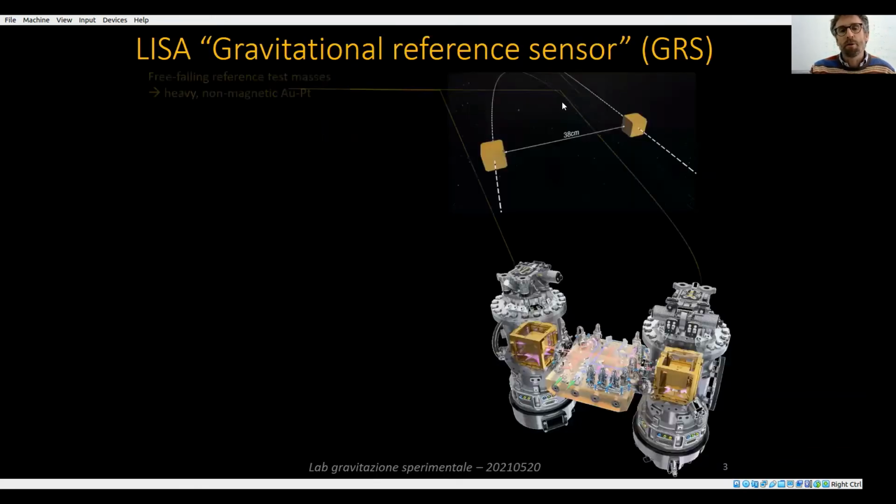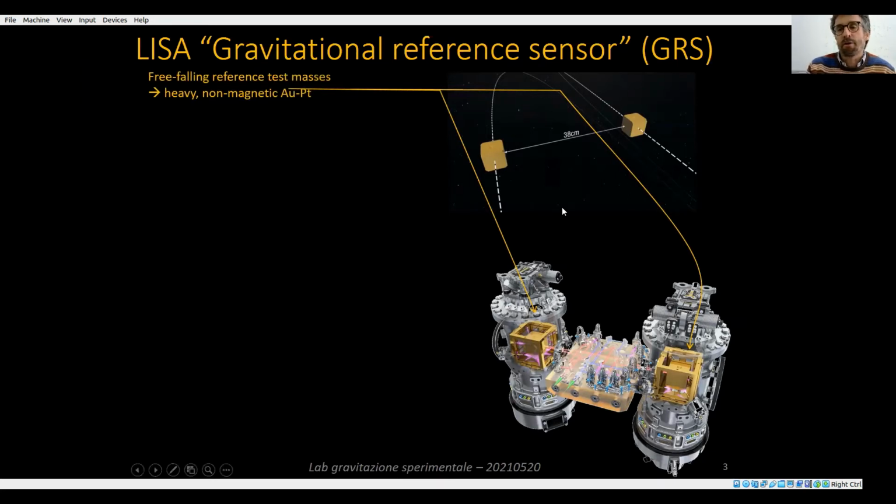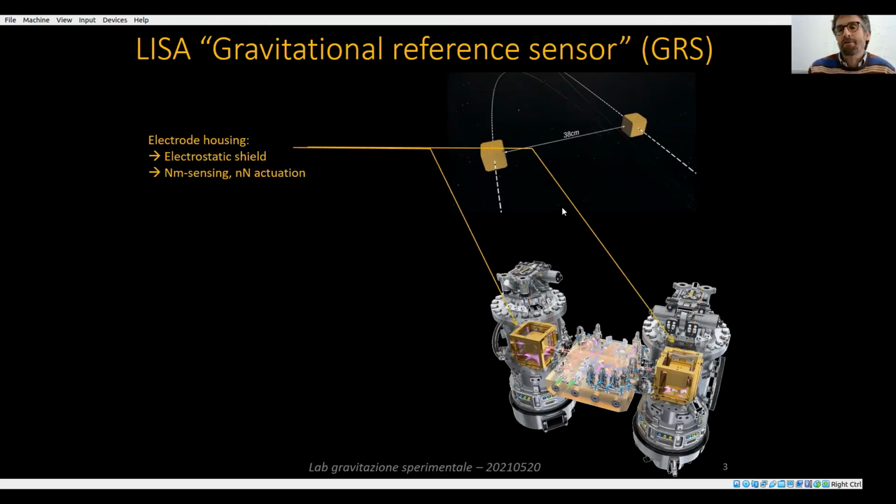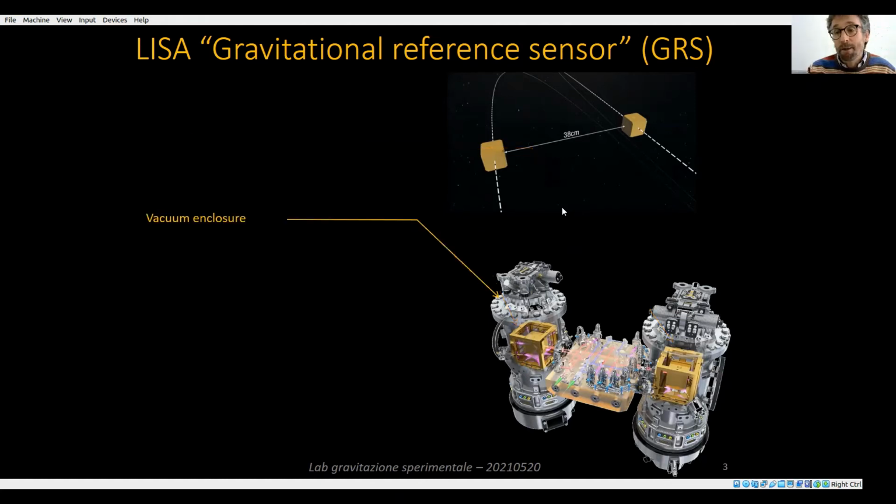So the relevant hardware in this consists of the test masses themselves, which are heavy cubes of gold platinum, about 46 millimeters on the side. They're surrounded by an electrode housing, which is a Faraday cage, electrostatic shield, but also a capacitive position sensor at the nanometer level, and an electrostatic force actuator at the nanonewton level. These are inside a vacuum enclosure.